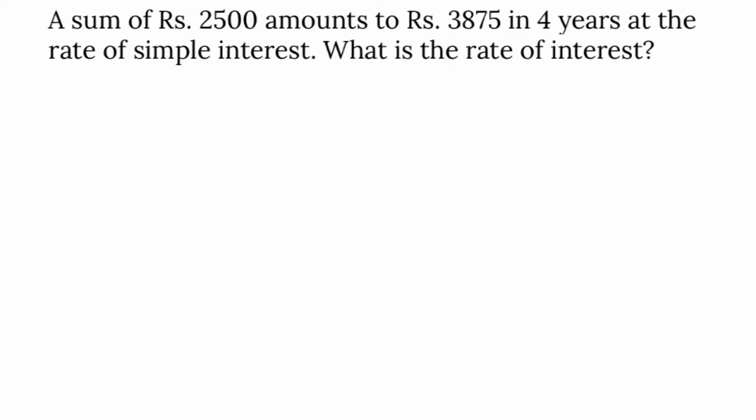A sum of 2500 amounts to 3875 rupees in 4 years at simple interest. What is the rate of interest? The problem is about simple interest, so we use the formula I = PTR/100. How much is I here? 2500 becomes 3875 rupees. There is an interest of 1375 rupees.